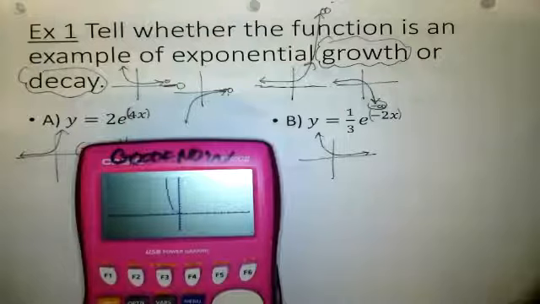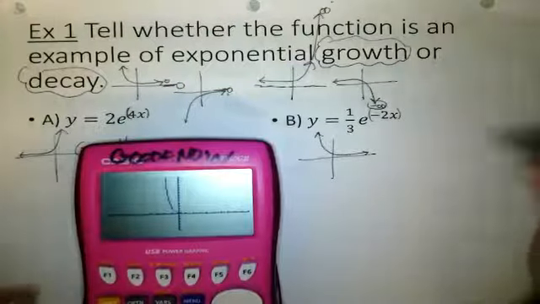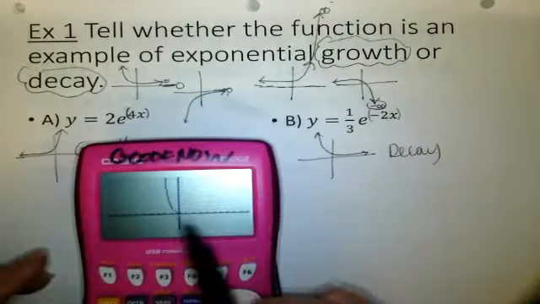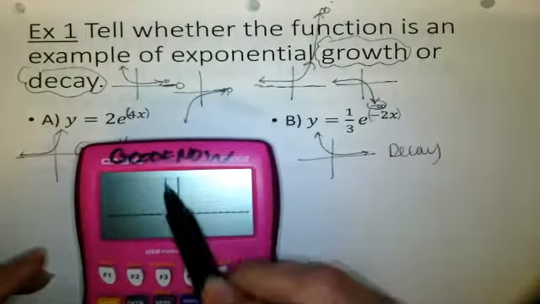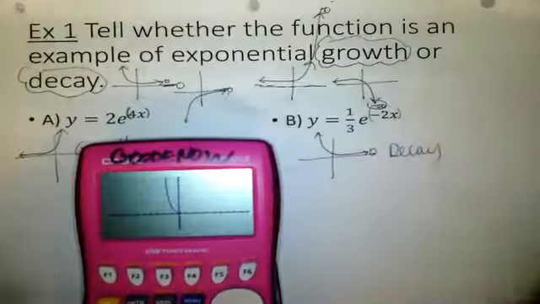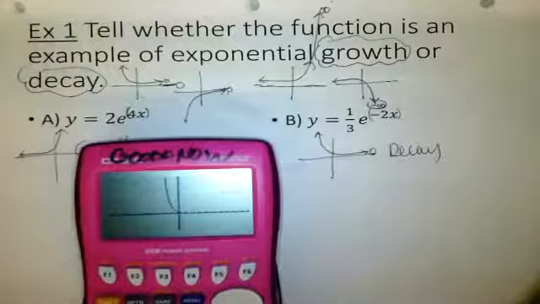Growth or decay? Decay. It is decay because as we move to the right, you can see it's really tall, but as we move to the right, it's getting closer and closer to 0. So that is decay. Yep.